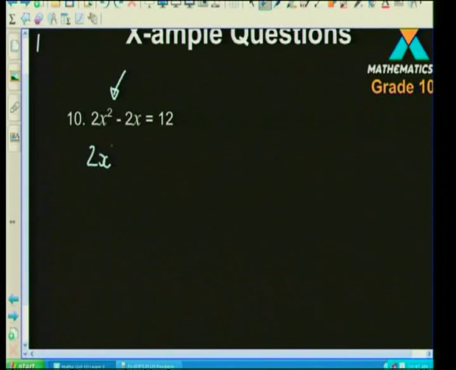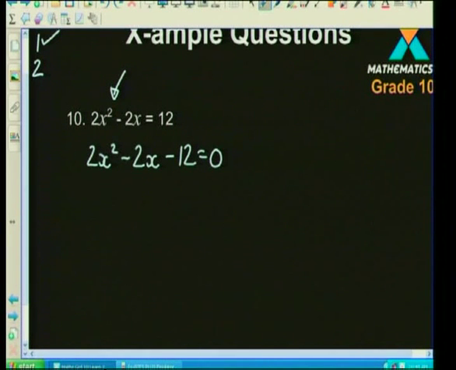So I'm going to start by moving the 12 over to this side. And I've done that by subtracting 12 from both sides of the equation. 12 minus 12 gives us 0 on this side, and we just write the minus 12. Is it equal to 0? Yes, it is, so step 1 is complete.